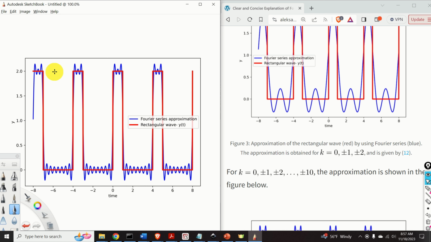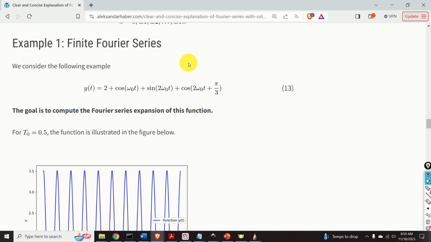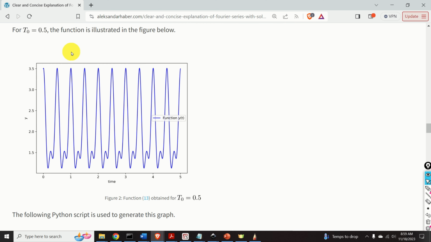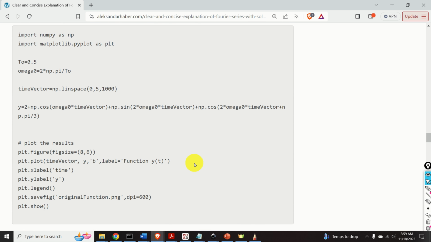Now that we obtained an intuitive understanding of the Fourier series expansion, let us do a few examples. The first example is given over here. This is a periodic function consisting of cos and sine terms. The goal is to compute the Fourier series expansion of this function. For the fundamental period of T0 equal to 0.5, this function looks like this. And here's the Python script I used to generate this graph.